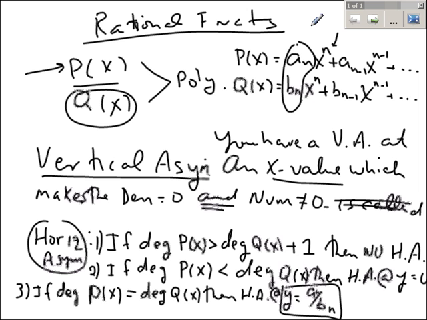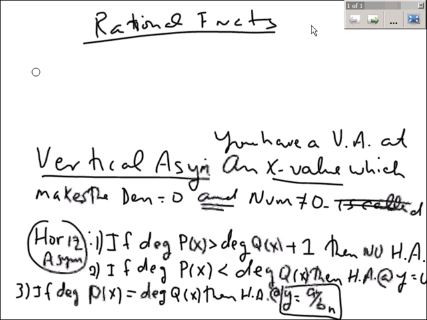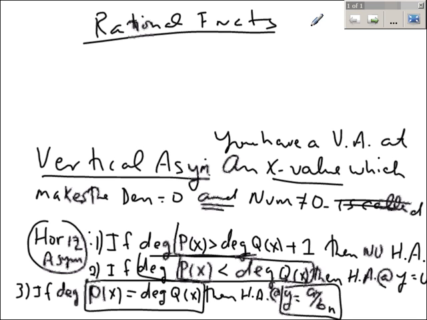I ran out of room for number 4, so let me put it up here. If the degree of the top is just one more than the degree of the bottom: we talked about when the degree of P was less than the degree of Q, and when they were equal. Now what about when P is bigger than Q? Well, if P is bigger than Q by more than 1, we use rule number 1.